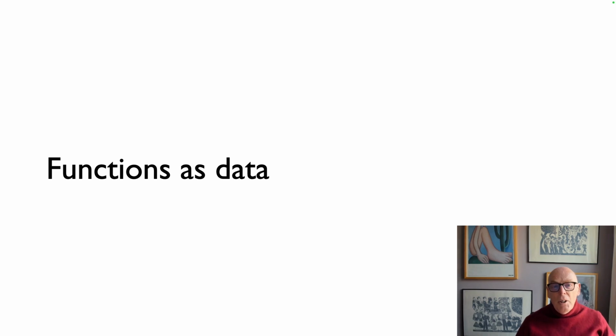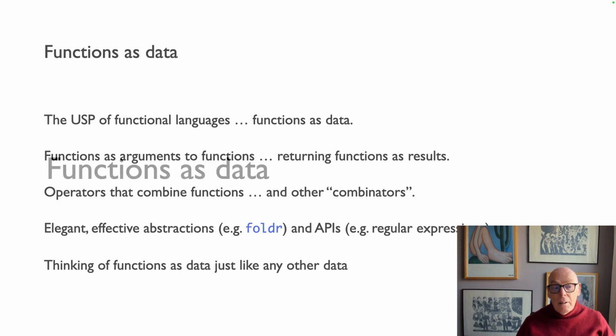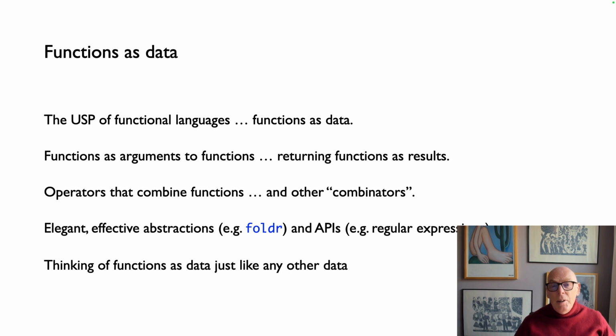In this block, we're going to look at how functions become data in Haskell and the effect this has had on other programming languages. At a high level, you could say that functions as data is the USP, the unique selling point of functional languages.